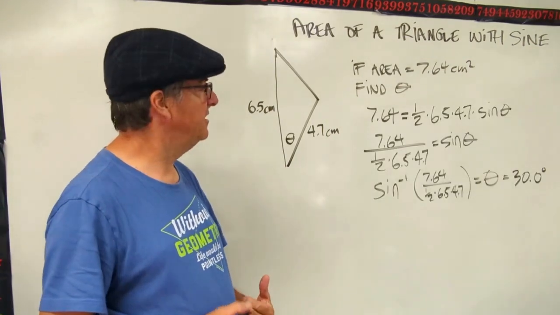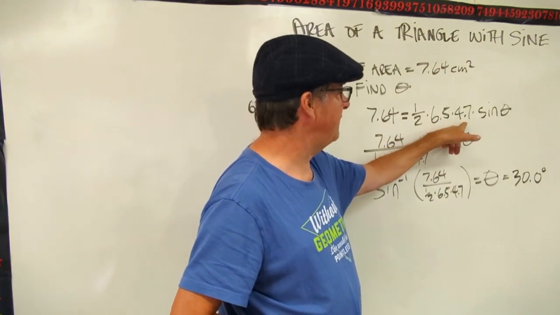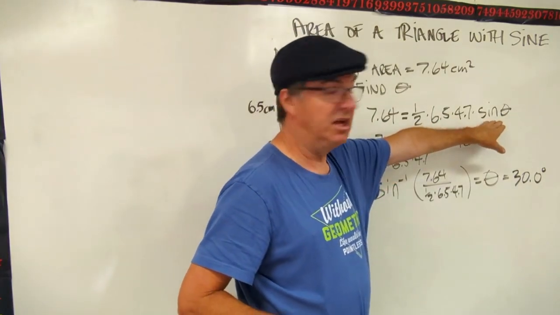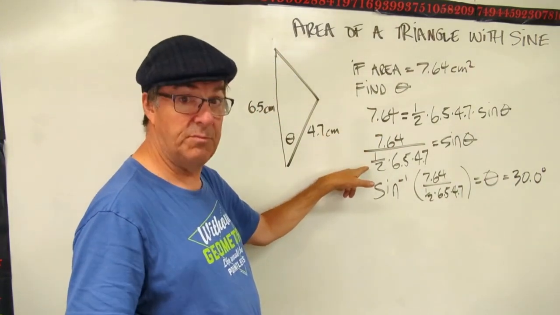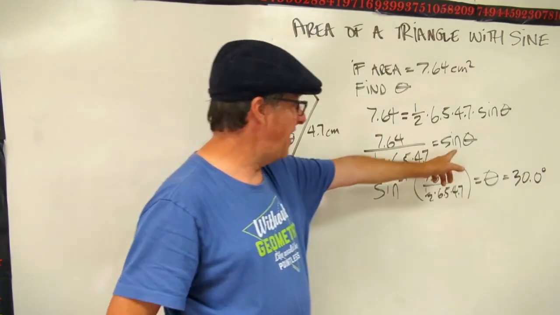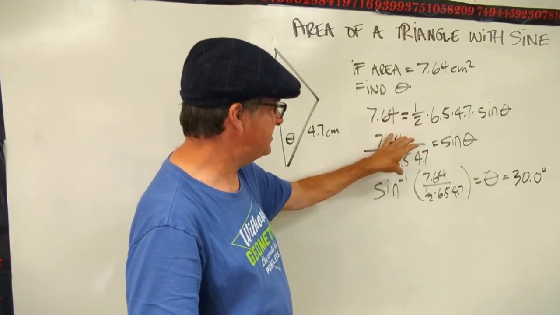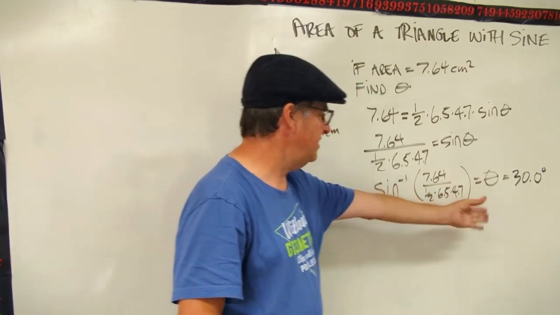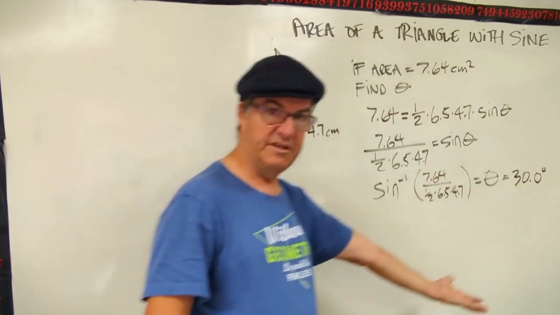Okay, let's see how you did. So what I did is I just divided through by 1/2, 6.5, and 4.7 to get sine theta alone. And that gives me this step. Here's my 7.64 divided through by those 3 quantities. Now that I have sine theta alone, I have to take the inverse sine of this side of the equation to find theta. And when I plug that into my calculator, I get 30.0 degrees.